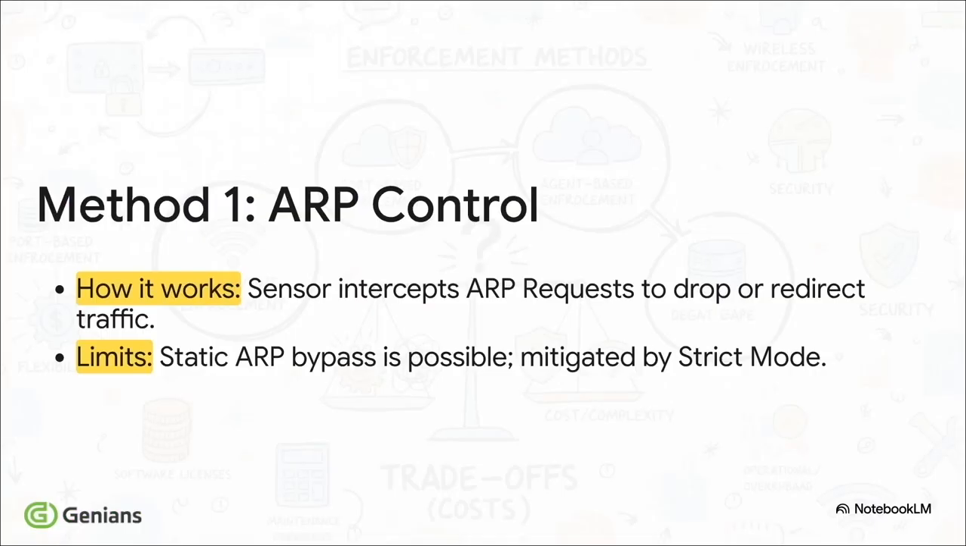First up is ARP-based Layer 2 control. Here, a sensor intercepts ARP requests and will either drop or redirect packets from a non-compliant device. This method doesn't require any switch changes and is vendor agnostic. A documented limitation is that a device with a static ARP entry can bypass this control. This can be mitigated by what's called a strict mode or by using an agent.